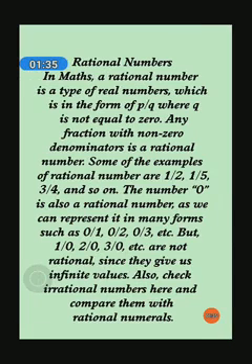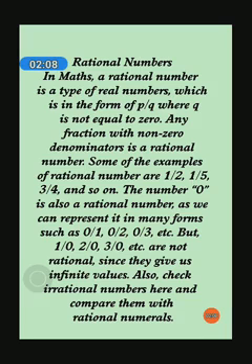Rational numbers in maths: a rational number is a type of real number which is in the form of p by q, where q is not equal to 0. Any fraction with non-zero denominator is a rational number. Some examples of rational numbers are 1 by 2, 1 by 5, 3 by 4, and so on.